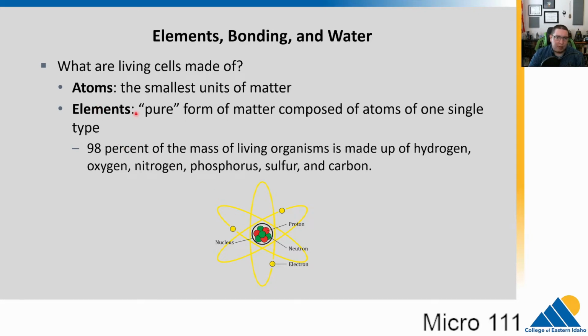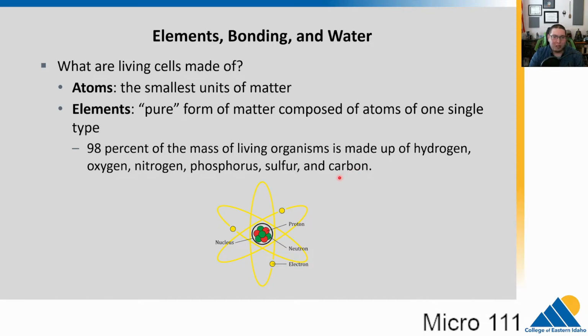An element is a pure form of just one single atom type. So a bunch of carbons together in a diamond would be an element. These elements are just the pure form. Normally, we're seeing molecules, which I'll define in a moment. But the majority of living organisms, 98% of our mass, is made up of a couple of elements: hydrogen, oxygen, nitrogen, phosphorus, sulfur, and of course, carbon, right? We are carbon-based life forms.